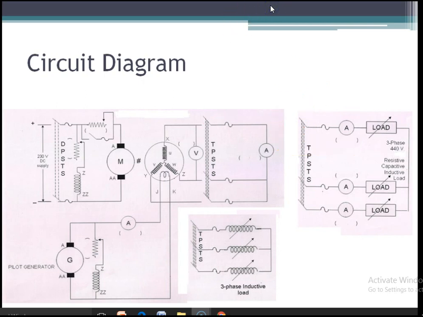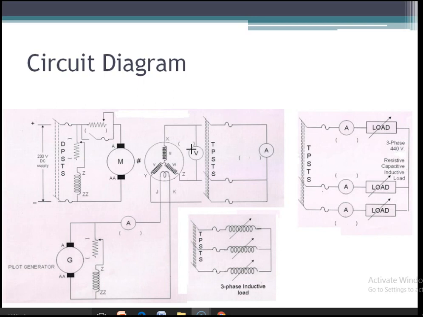Now for the inductive load, replace this circuit with an inductive load. Start from low load and keep on adding the load, and with each addition of load, measure the field current with the ammeter, the load current with the ammeter, and the load voltage with the voltmeter. Repeat the same procedure for the capacitive loads until you reach the rated current.